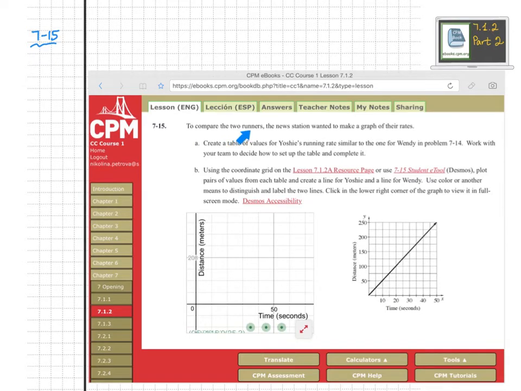To compare the two runners, the news station wanted to make a graph of their rates. A. Create a table of values for Yoshi's running rate similar to the one for Wendy in problem 7-14. Work with your team to decide how to set up the table and complete it. Now let's go back to problem 7-14 because they're saying we are going to make our table in our notebook, but we have to look and go back to see how we did it for 7-14 for Wendy.